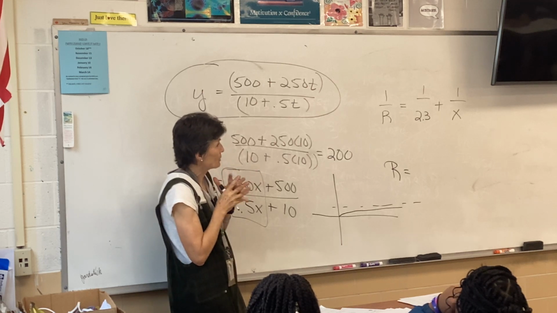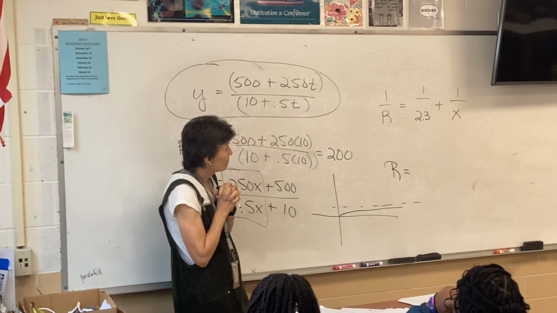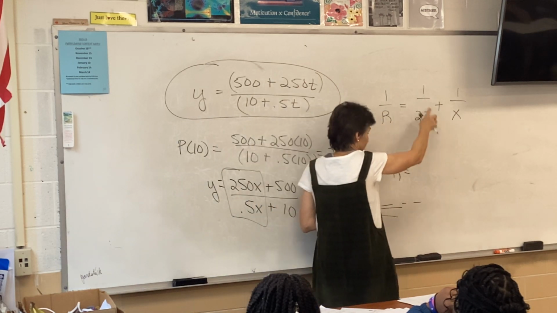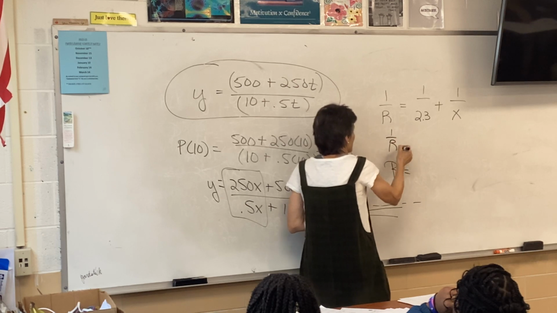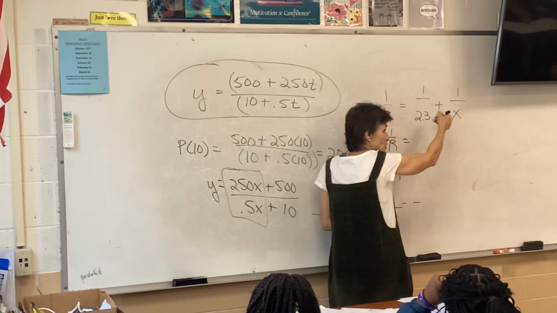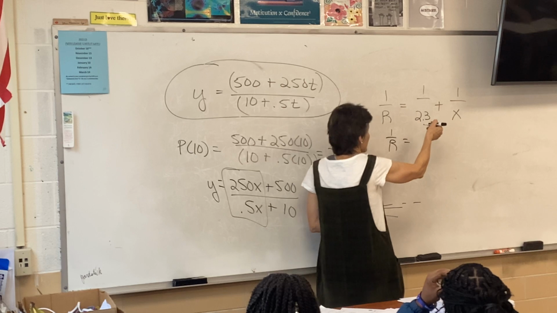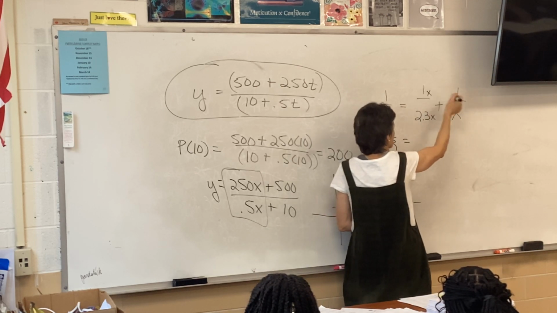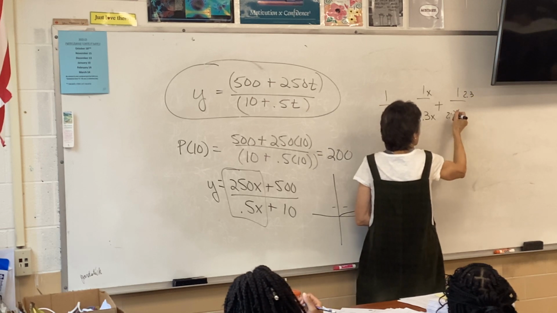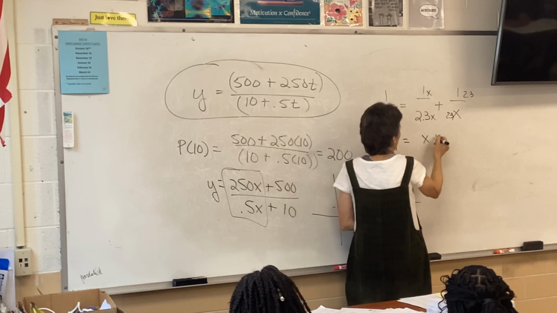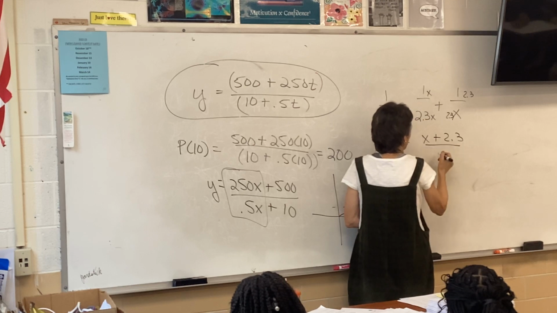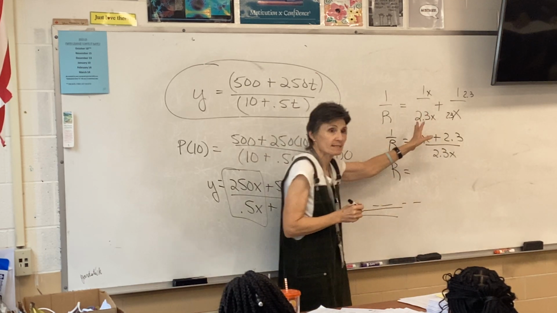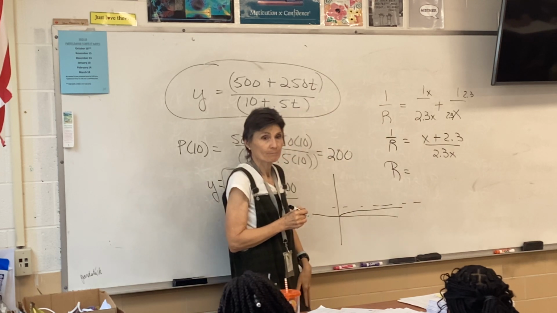There's a couple things you could do. Add these two together. Could those two fractions be added? Yep. Common denominator would be 2.3x. So x plus 2.3 over 2.3x if I just add those two things together. Does that make sense to you?